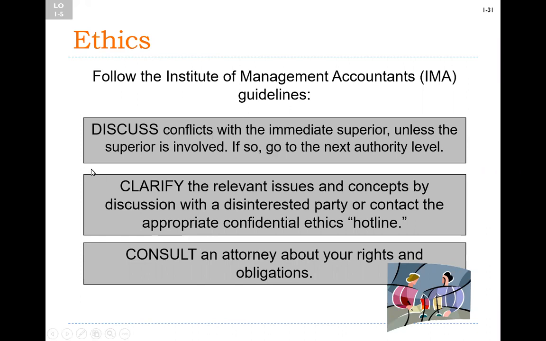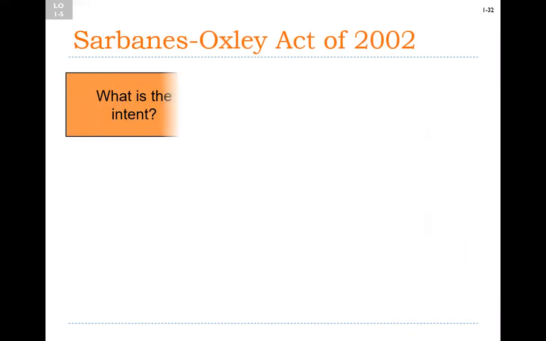Then you want to clarify all the relevant issues. You want to document. You want to have all of the information there, but you want to do that with an objective third party. Lots of companies usually have some type of ethics hotline where you can report this information. You may also need to consult an attorney on your own behalf to see what you are responsible for reporting and what your rights are.